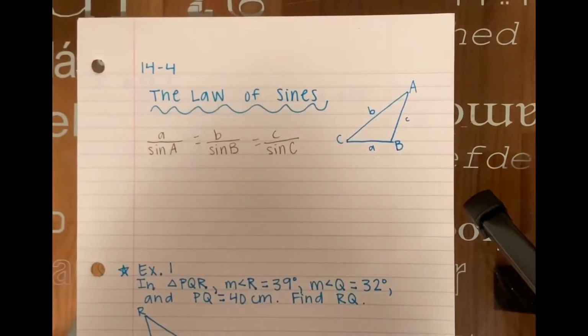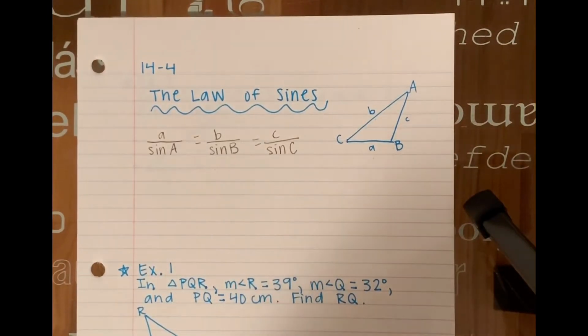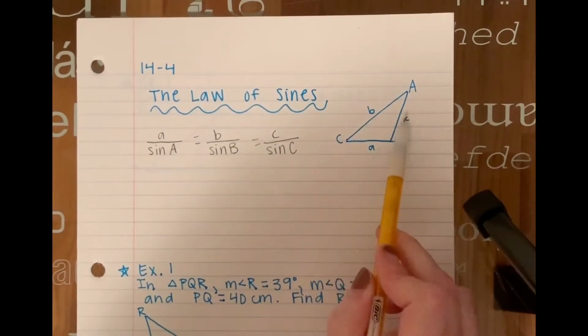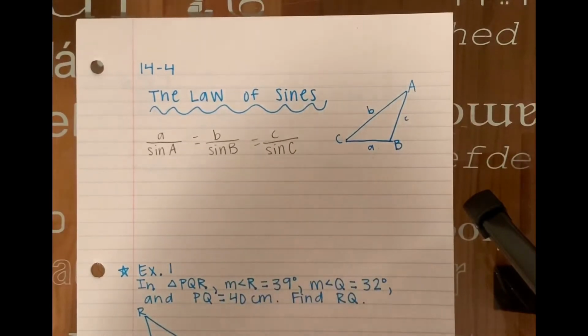Here's how that helps us. These ratios help us to solve for missing sides and angles. If I just know one of the pairs, so if I knew A and A or B and B or C and C, one of the pairs, then I can solve for the rest of it.